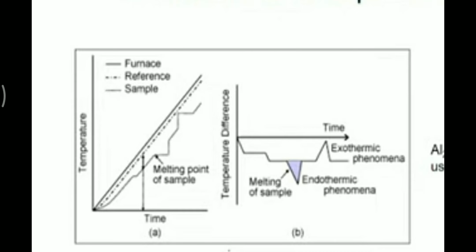Now here we will see the plot or the graph which is actually used to find out the difference or the properties we have to see. Now in the left plot there is a graph of temperature versus time. The solid line or the dark line represents the temperature of the furnace, that is the furnace is heating up. The dotted line shows how the temperature changes with time for the reference which is used, and the thin line, the crisscrossed line, shows how the temperature of the sample changes with time.